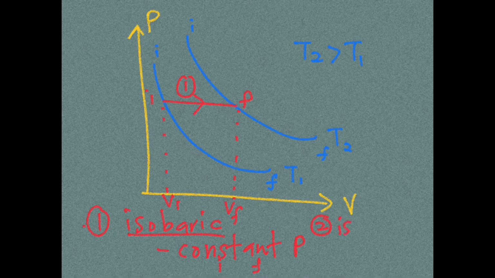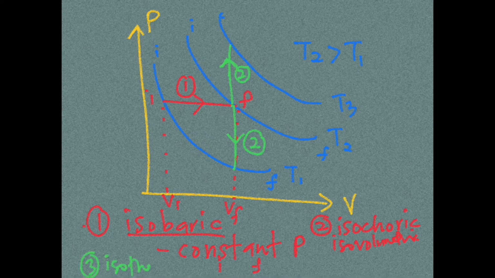And then for the second one, we have isochoric. Isochoric, or the other name is isovolumetric. It means constant volume. So constant volume means it can be downwards or upwards. The green line, initial and final, the volume is constant.